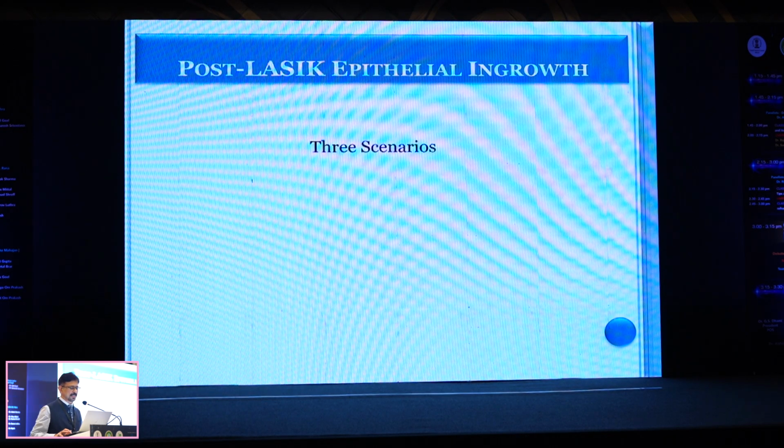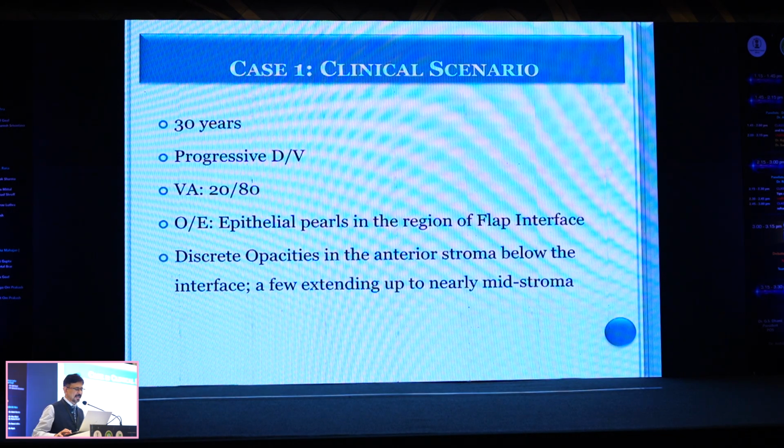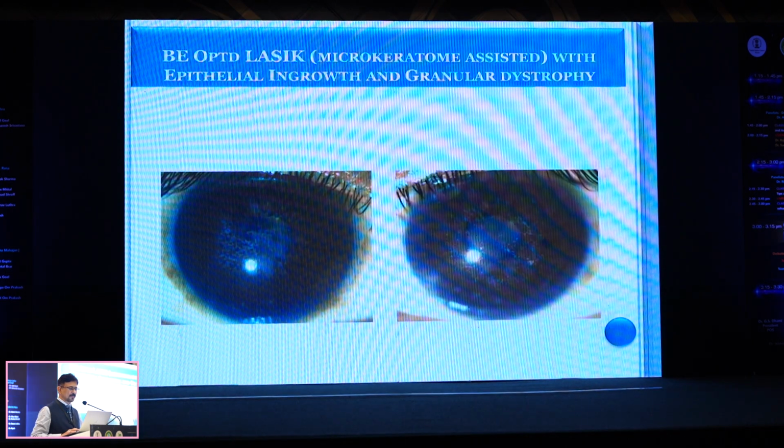Then about post-LASIK epithelial ingrowth, there are three scenarios that I'll be presenting. This is a case, 30 years old, progressive diminution of vision, visual acuity 20/80. On examination, epithelial pearls were seen in the flap interface, and you can see here the epithelial ingrowth.